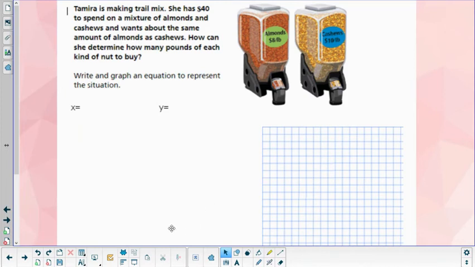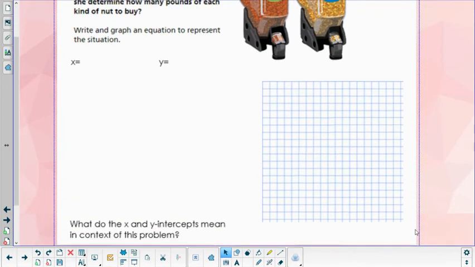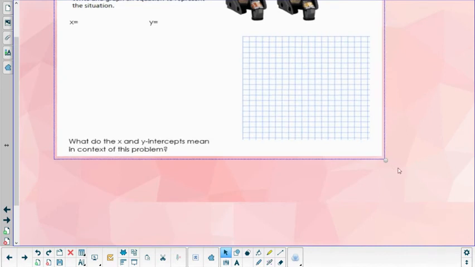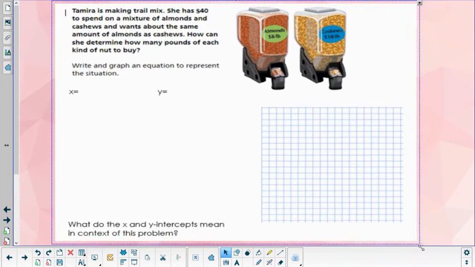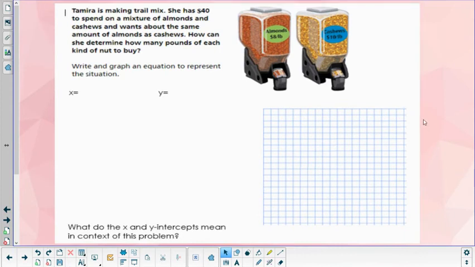Okay, hopefully you had a chance to do that. So what I'm going to do is let me make this a little bit smaller so we can see our whole graph on there. Make it a little bit bigger. Okay, it's the same type of problem, just we're talking about almonds and cashews now. Tamira is making trail mix. She has $40 to spend on a mixture of almonds and cashews. So almonds and cashews are our 2 categories that we have here.